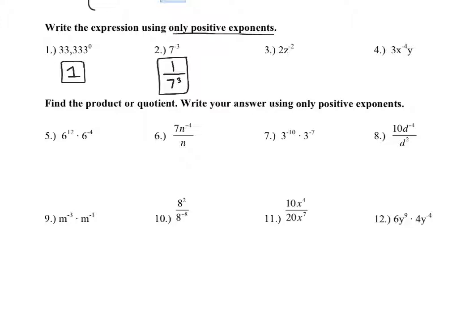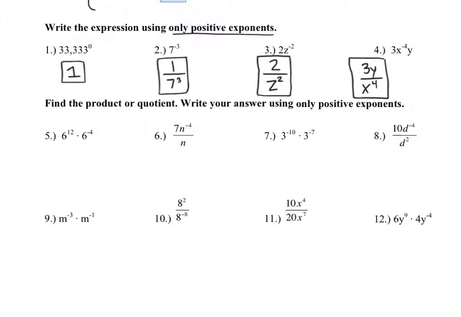On number 3, we have 2z to the negative 2 power. So z is the base, so this would be 2 over z squared. Again, 2 is not the base, so the 2 stays up top, and only the base with the negative exponent moves down to the denominator. Okay, number 4 is another good example of this. So the base with the negative exponent is x, so that's what's going to move to the denominator. The 3 and the y stay in the numerator because they don't have a negative exponent. So this would be 3y over x to the 4th power.